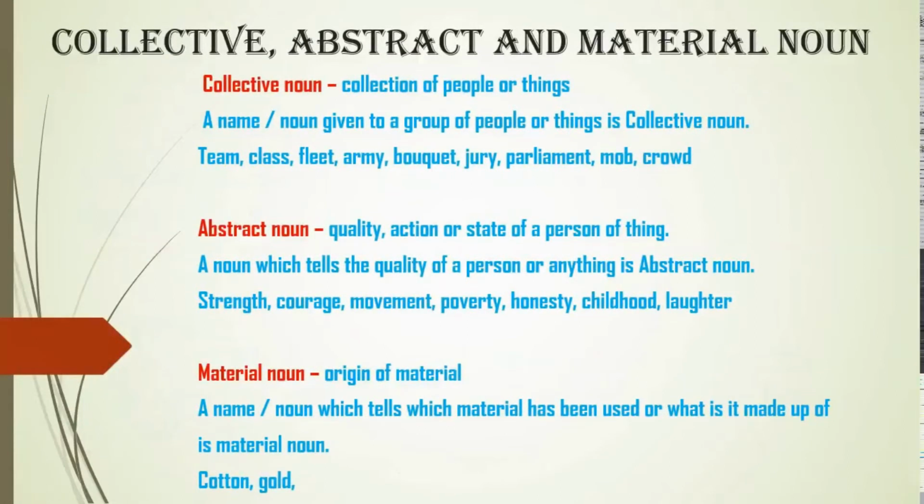So let's have a look at collective, abstract, and material noun. What is a collective noun? As the name suggests, it is a collection of people or things. A group of things or a group of people together is called a collective noun. For example, team, class, fleet, army, bouquet, jury, parliament, mob, crowd. A team can be two or more. It can be a quiz team or dance team or table tennis team, anything.